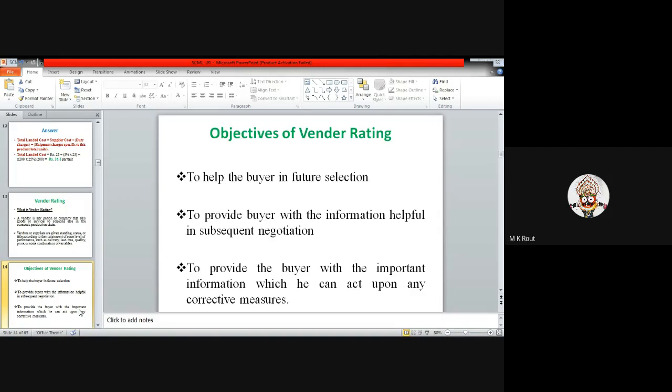So most of the companies, such as stockists, carry and forward agents, or suppliers, will directly focus on future selections. Moving to the next part, to provide the buyer with information helpful in subsequent negotiations. In most cases, the vendor or supplier will provide helpful information during contract negotiations from the company side as well as from the customer side also.